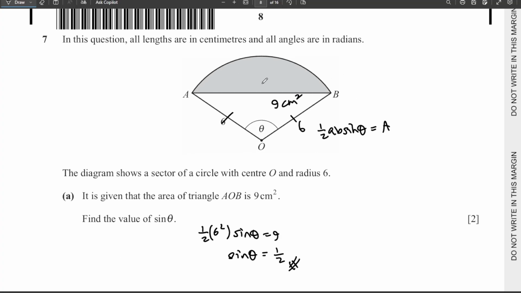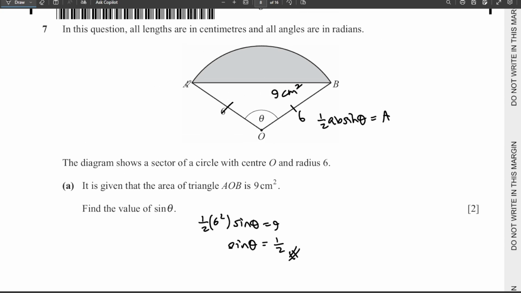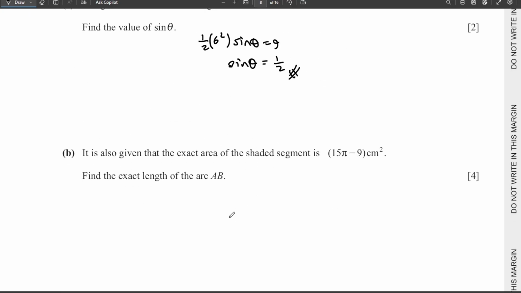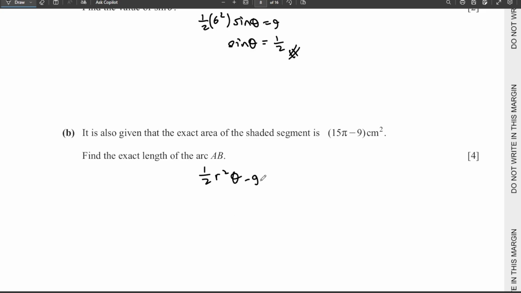We know the triangle area. So if we take the whole sector area, which is half r squared theta, minus the triangle, which is 9, they will equal 15 pi minus 9. Okay, r we know is 6, so half times 6 squared times theta, and the 9's cancel, and we end up with theta equals 5 over 6 pi.